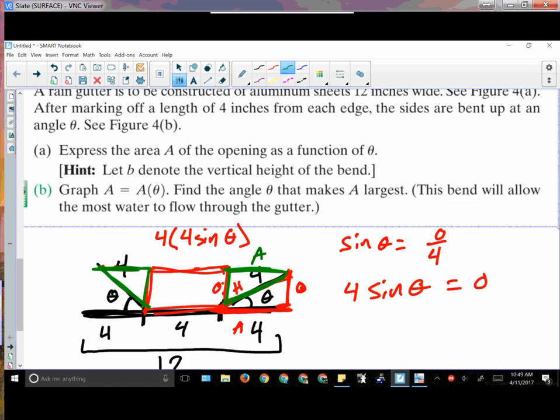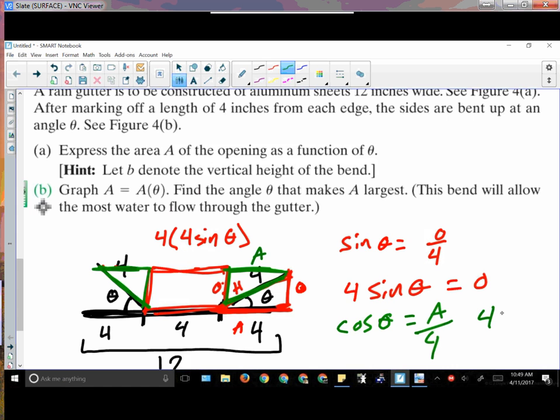Well, that would be cosine, correct? So that would be the cosine of theta is going to be equal to the adjacent over what? Wouldn't that be over 4 again? Adjacent over hypotenuse. Now, I can't deal with this in terms of tangent because that's 2 unknowns in one thing. So this one turns out to be 4 cosine of theta.